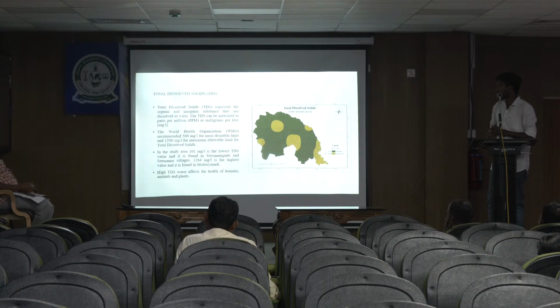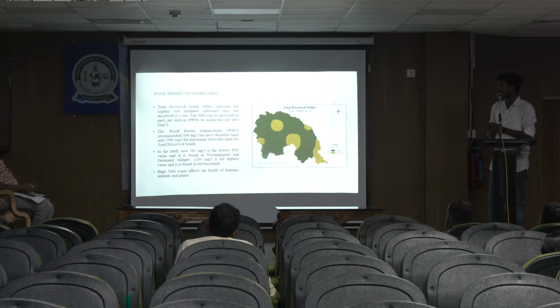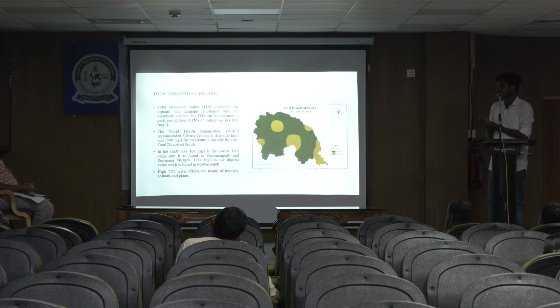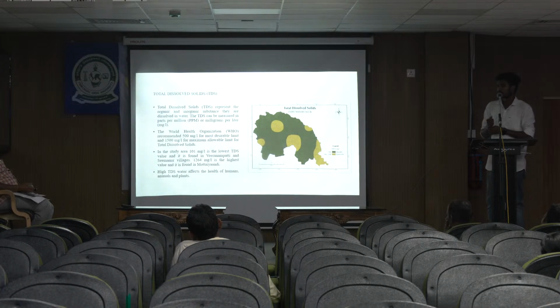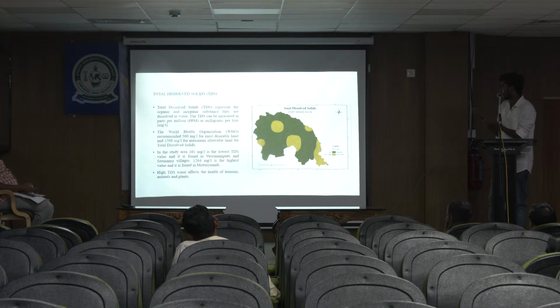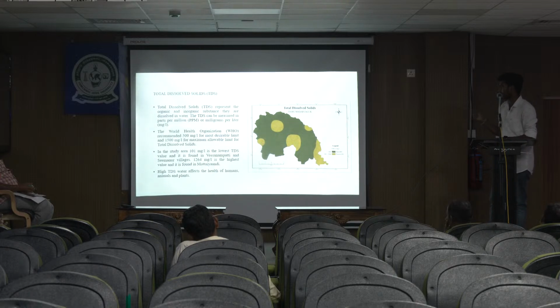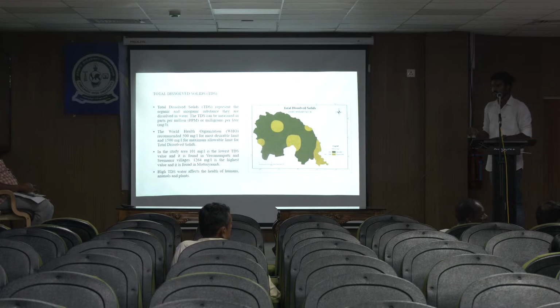Total dissolved solids. According to the World Health Organization, the recommended level of total dissolved solids is 500 mg per liter, and the maximum permissible limit is 1500 mg per liter. Here you can see the study area. 101 milligram per liter is the lowest TDS amount found in the study area, and the highest is 1264 milligram per liter.